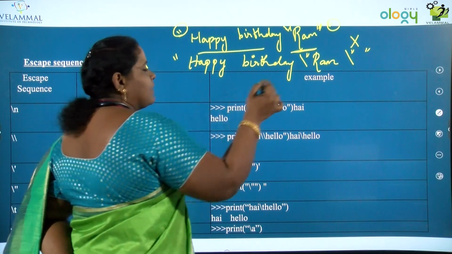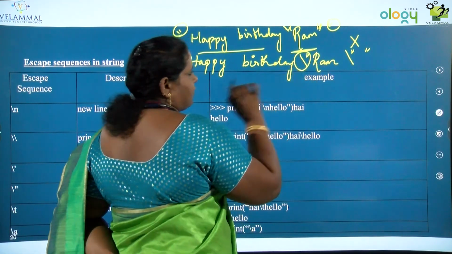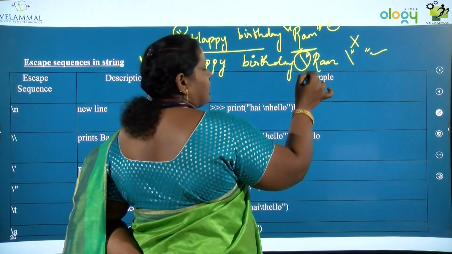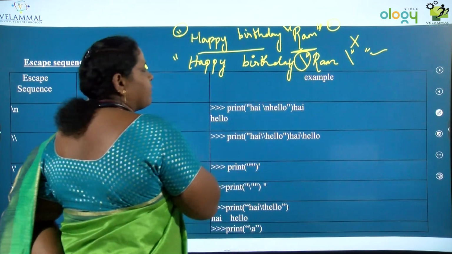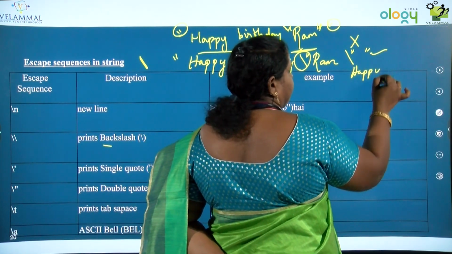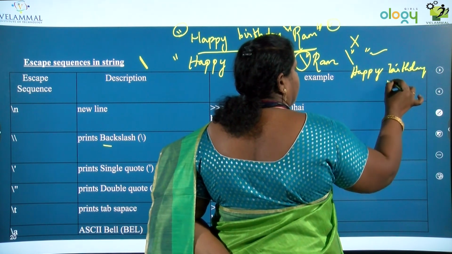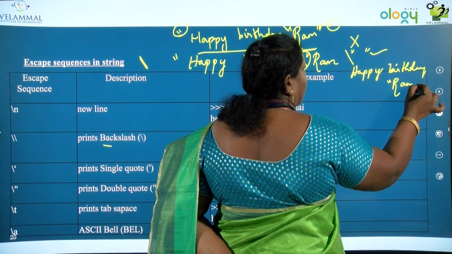So what will happen? Using this escape sequence, this double quotation is going to be different. Okay, so this is different. This double quotation is different. This is treated as different, and the output will be displayed as such. So happy birthday Ram. Without any disturbance, you got the output over here.